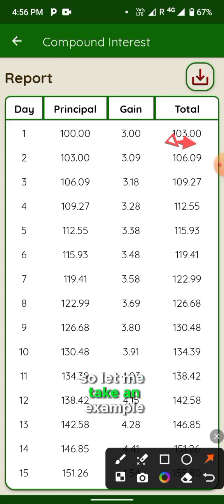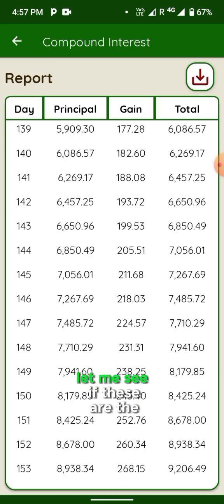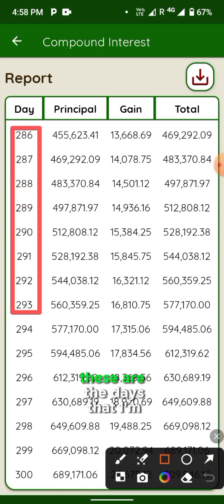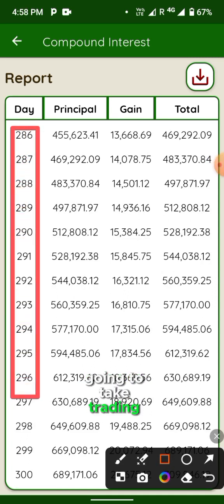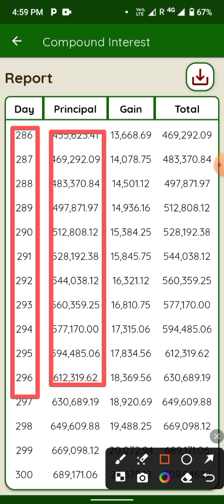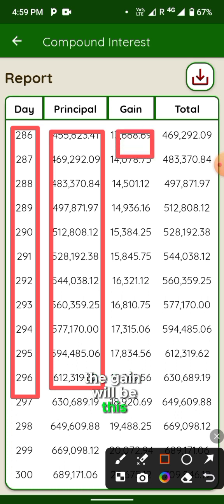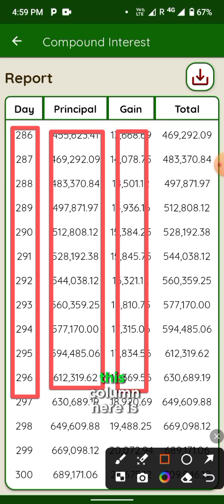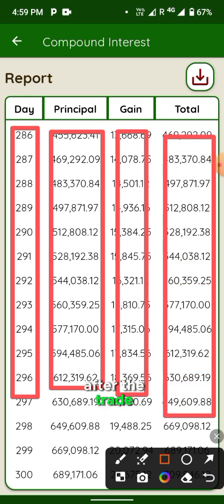So let me take an example. These are the days that I'm going to take trading. I've put 300 days, okay? And now this is the principal amount. Otherwise, the principal, I call it the capital you will be putting per day. And the gain here, whenever you trade, this column here is for the gain. You understand? Hope that is understood. And the total will be this after the trade per each day.